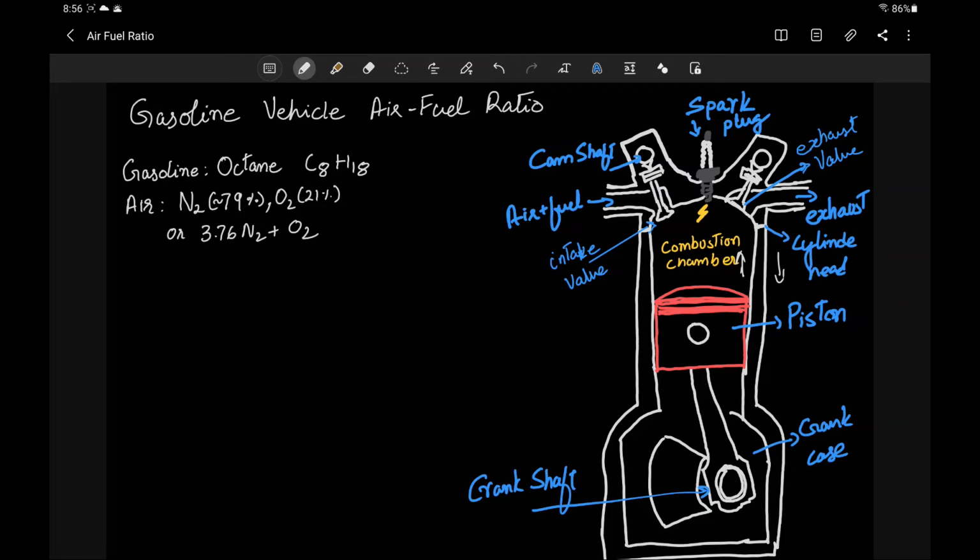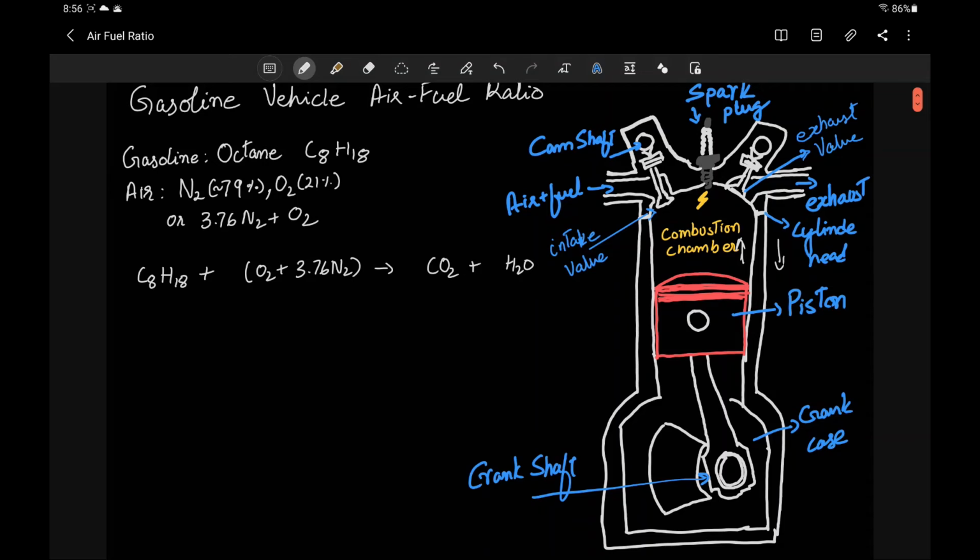So in our combustion, let's make the formulation C8H18 plus O2 plus 3.76 times nitrogen. This would give CO2 plus H2O, and you get nitrogen, which is not required for trying to understand this equation. Let's try and balance this.